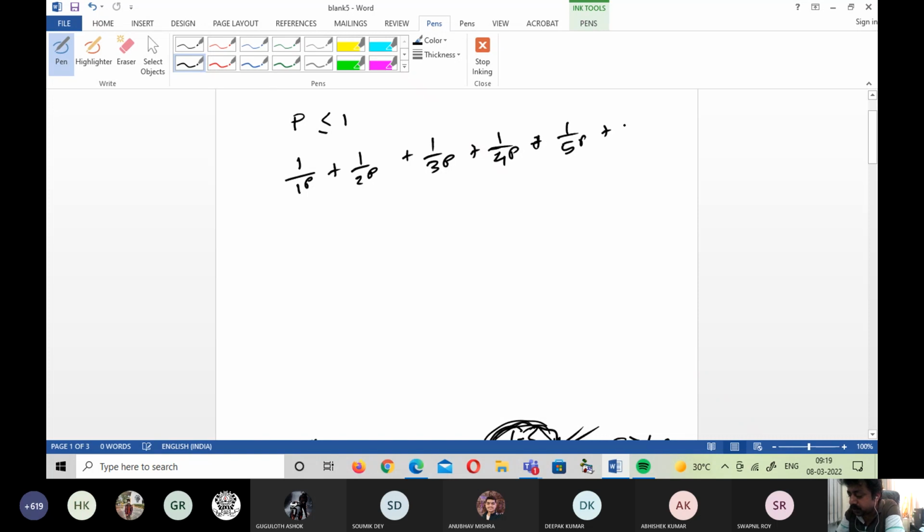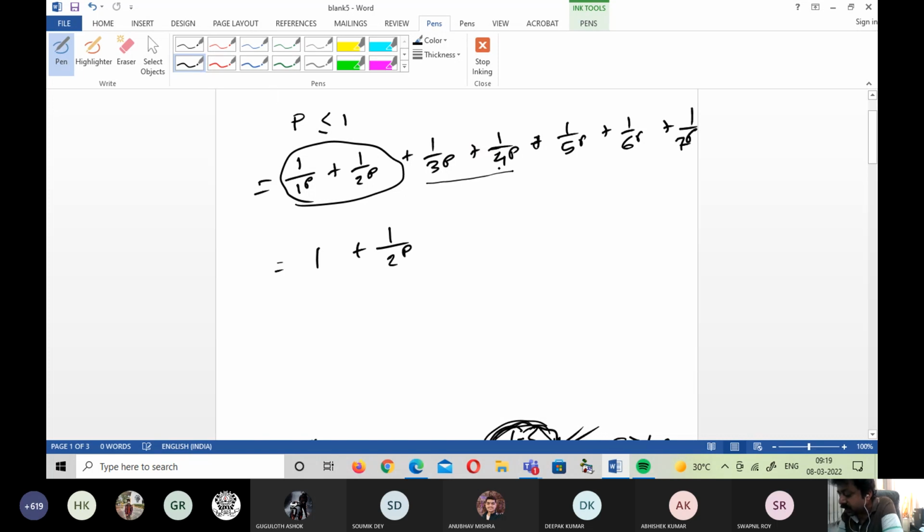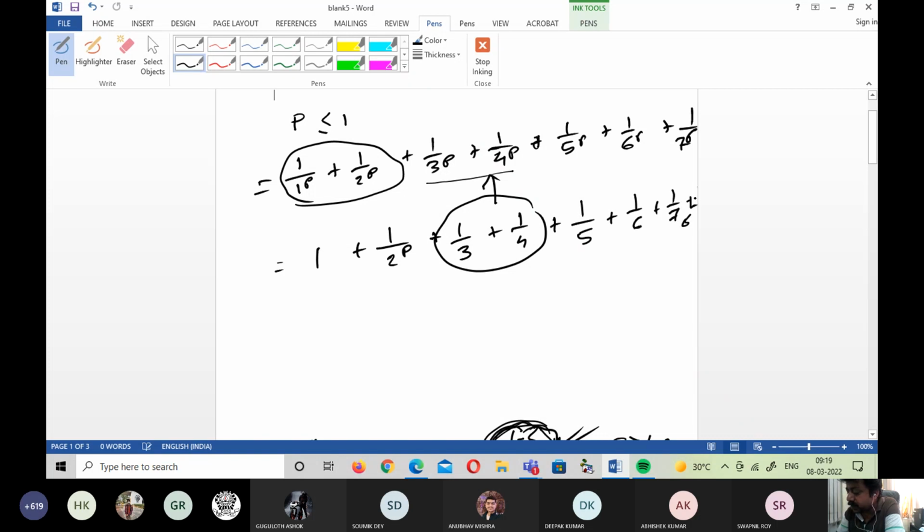1 by 5 to the power p plus 1 by 6 to the power p plus 1 by 7 to the power p. Okay. Now, excluding these two terms, you just consider 1 plus 1 by 2 to the power p. Consider these two terms. Here you see, as p is less than 1, then this particular term is less than 1 by 3 plus 1 by 4. These two terms. Similarly, the next terms will be 1 by 5 plus 1 by 6 plus 1 by 7 plus 1 by 8. This will be the sum 1 by 8.